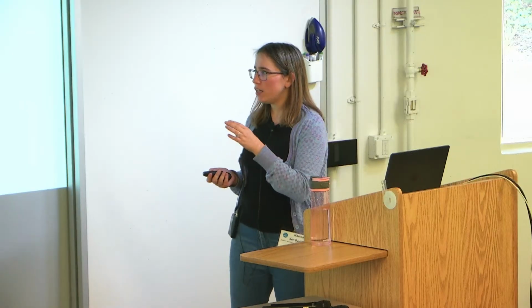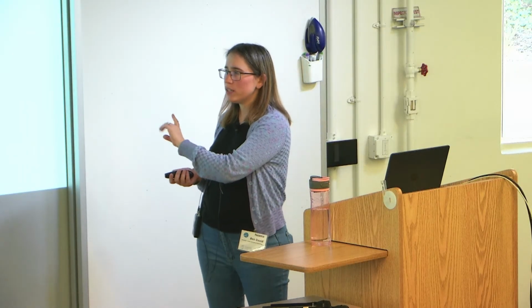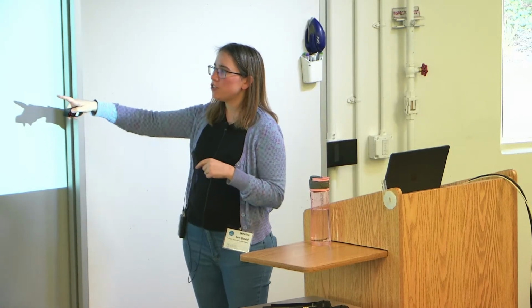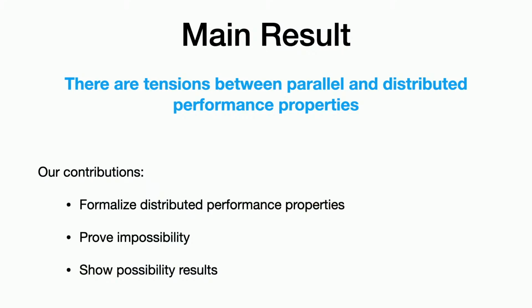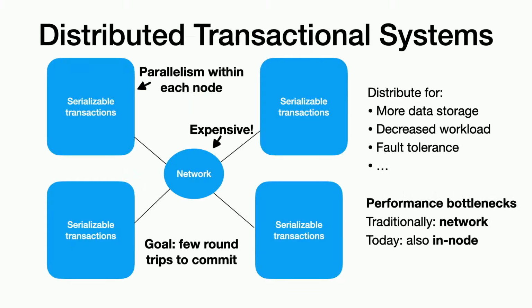Okay, so I'll define just one of the distributed performance properties. In the paper, we have another two, actually. I'll just define one in order to get to the first FIDS impossibility theorem statement, and I'll leave it at that for this talk. Remember we were in this image earlier, with our distributed system. In such distributed transactional systems, if we focus on the network bottleneck, the place we want to optimize is the number of round trips it takes to commit. So we're going to formalize this.